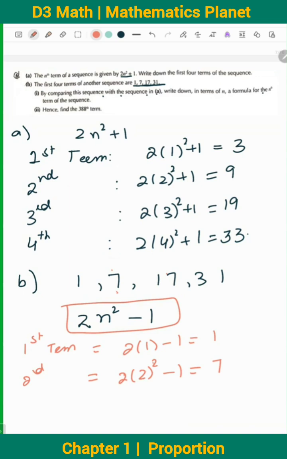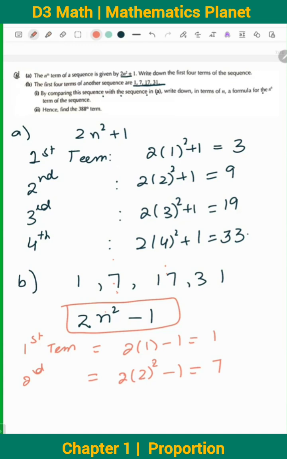So you just need to think that if you get 2 times 2, 2 square would be 4, times 2 is 8. So for 8, you need to subtract 1, you will get 7. Similarly, if it is 3, 3 times 3 is 9, 9 times 2 is 18. So from 18, you have to subtract 1, which will give you 17. So this is the thinking part of the question, which will help you get the general term of the formula.